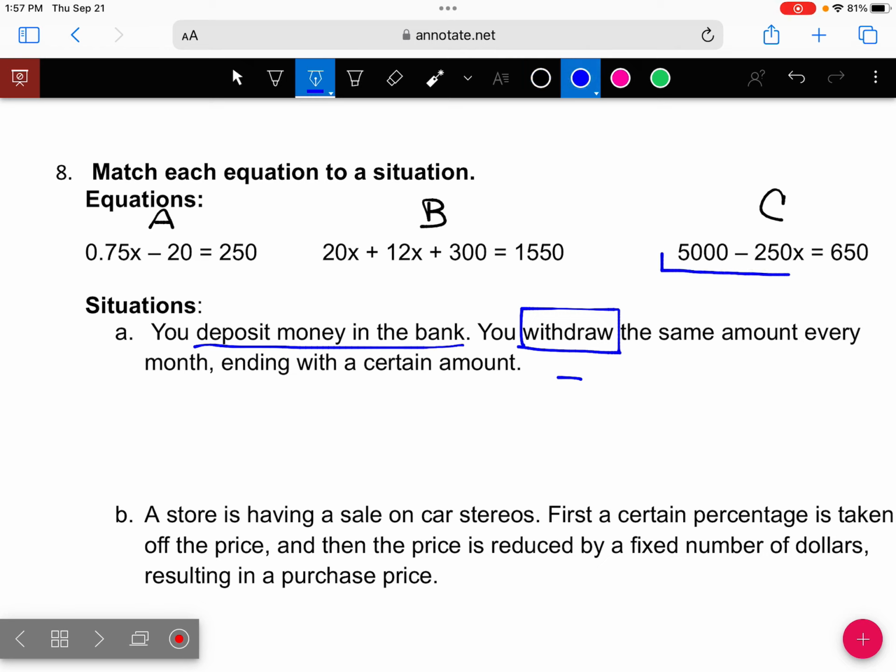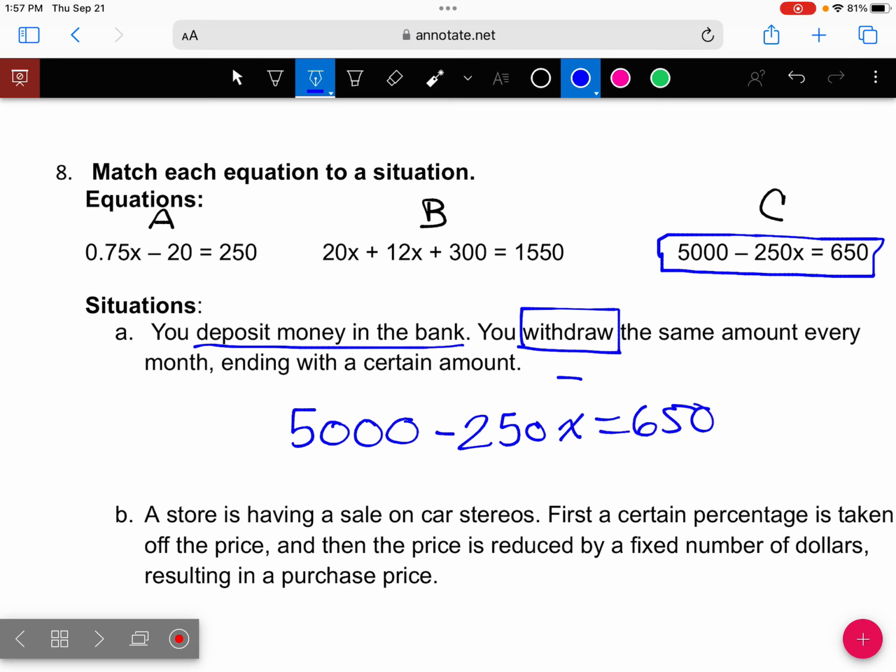This one best matches C, because the likelihood of me starting with negative 20, this is the stationary amount, this is the amount I put in. I can't start with negative 20 bucks and wind up with 250 if I'm removing. So this is going to be our 5,000 minus 250x. We're just trying to match up which one fits.